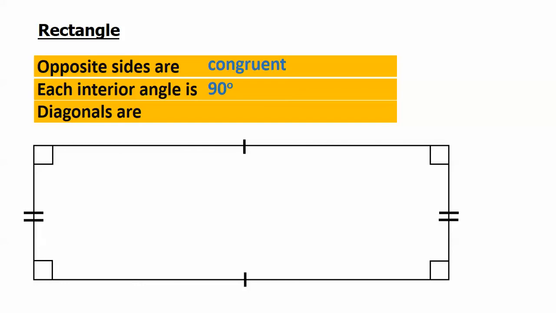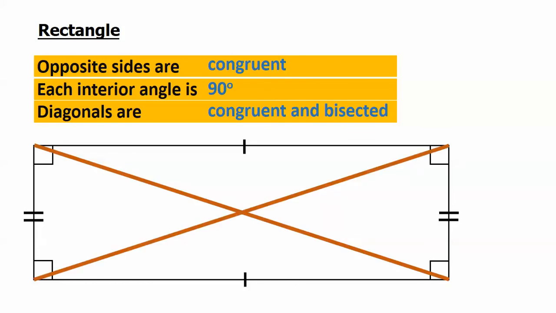A rectangle is unique because its diagonals are congruent and bisected. What that means is when we draw our diagonals, we're going to find that every single half is exactly the same. This piece equals this piece equals this piece equals this piece. They will all have the same value.